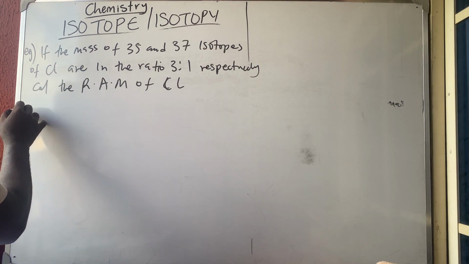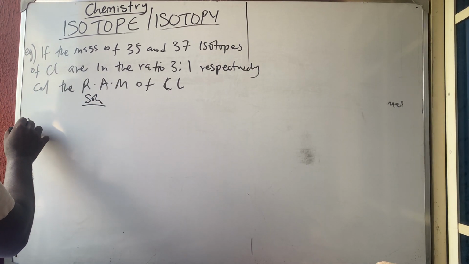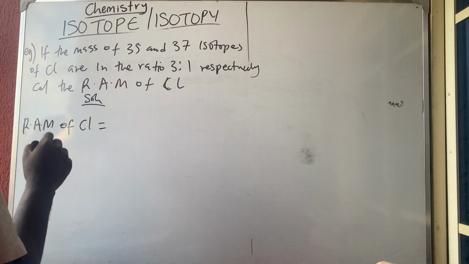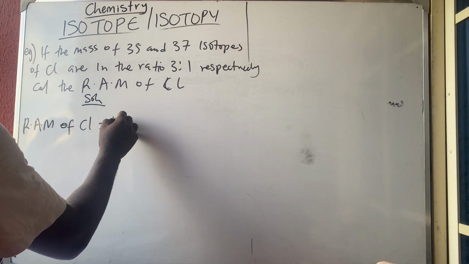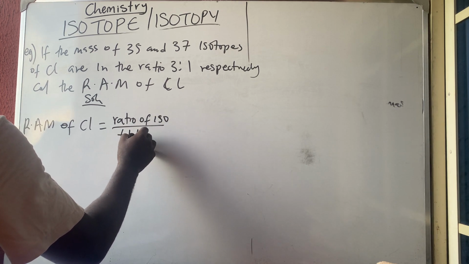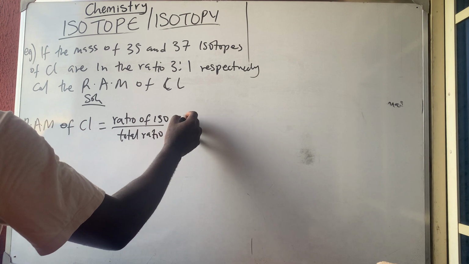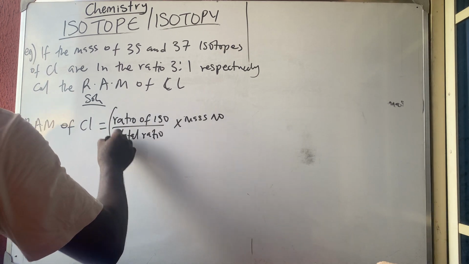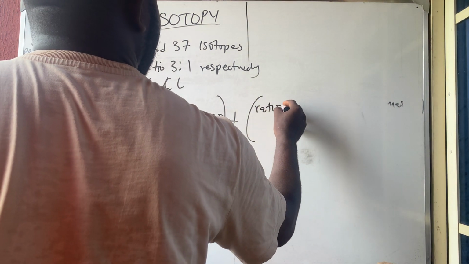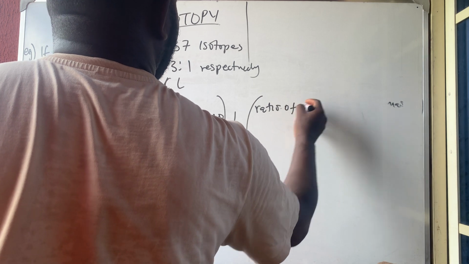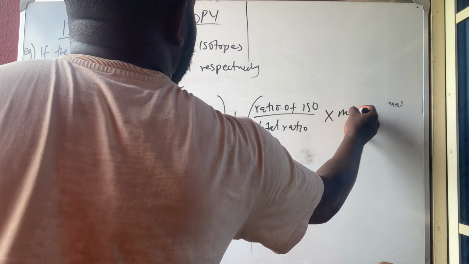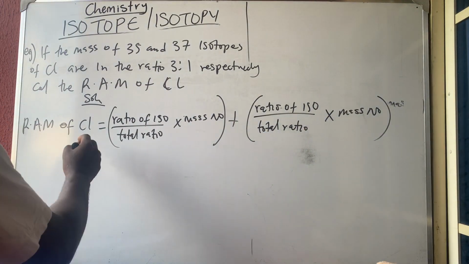So we have that the ratio, so solution, the relative atomic mass of the chlorine should be ratio of isotope all over total ratio times the mass number, plus the same thing again, ratio of isotope all over total ratio times the mass number. Very simple. So what do we do now?